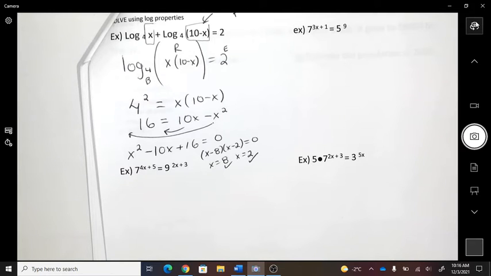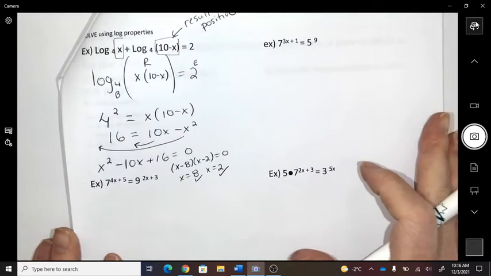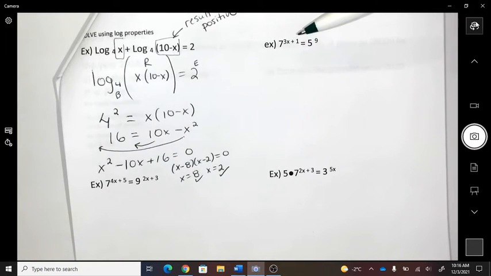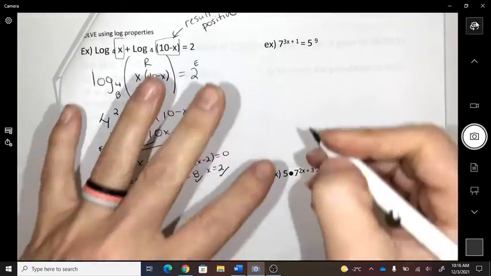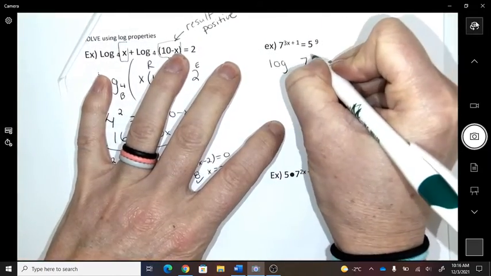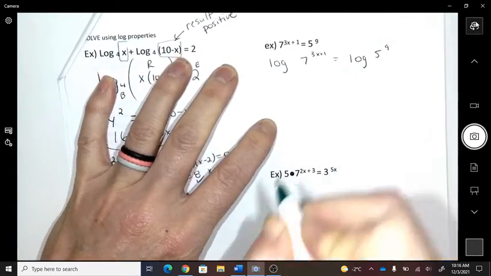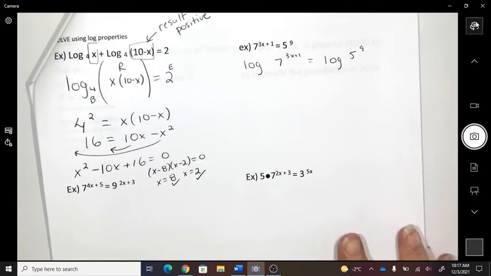Okay, now we're going to introduce something you've never done before. We now officially have a variable located in the exponent spot. You have never in all of your schooling ever solved for an exponent variable. So now we have the tools to do it. Okay, so what I'm going to do is I'm going to log both sides. So I log both sides.